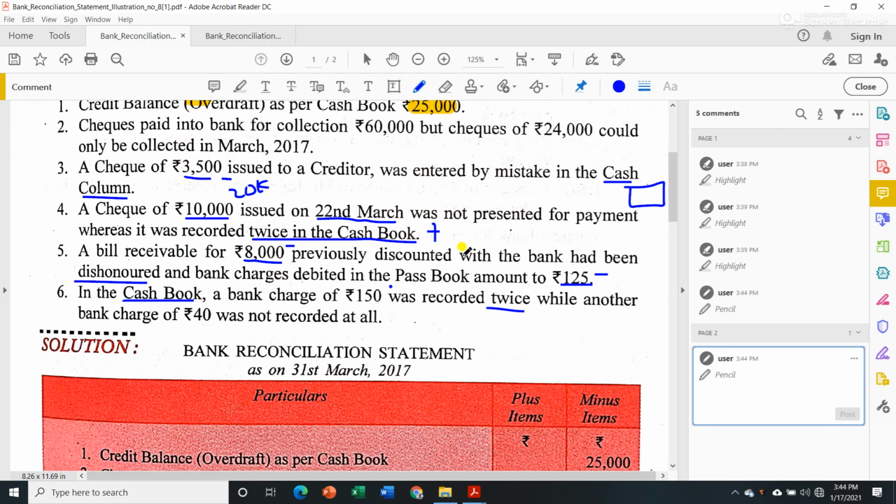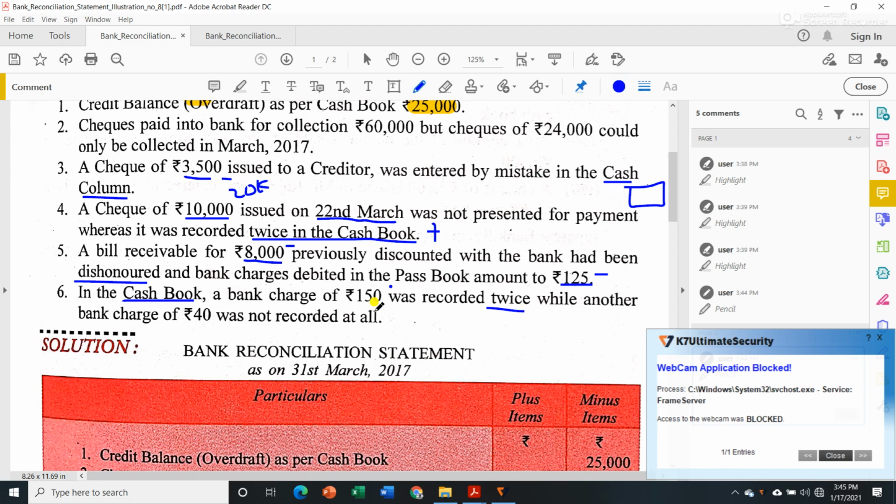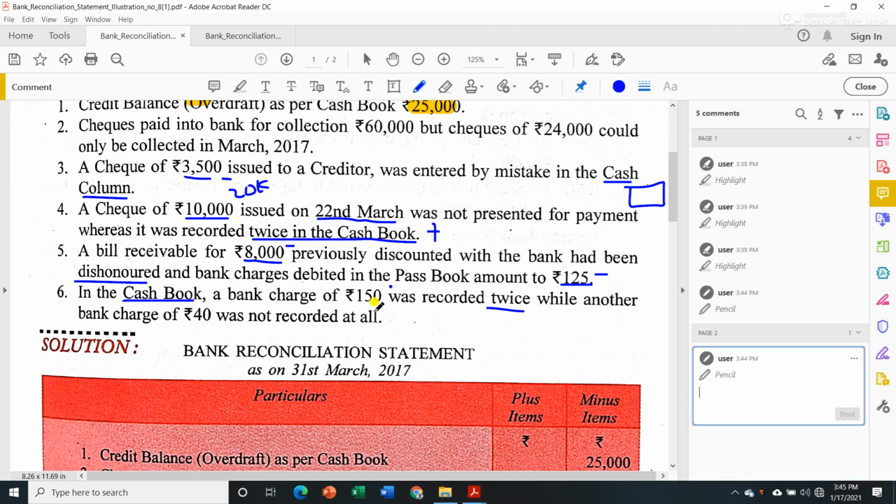Now remember, don't think that twice means we have to double it and write it in the plus column, because 150 actually was the charge taken from the account. So we have to think about that also. 150 was actually taken out from our bank account, so we were supposed to deduct 150 from our cash book, but what we did is that we recorded 300 as bank charge in our cash book. So the remaining 150, that is 300 minus 150, was extra payment recorded in the cash book, so only that 150 we added.